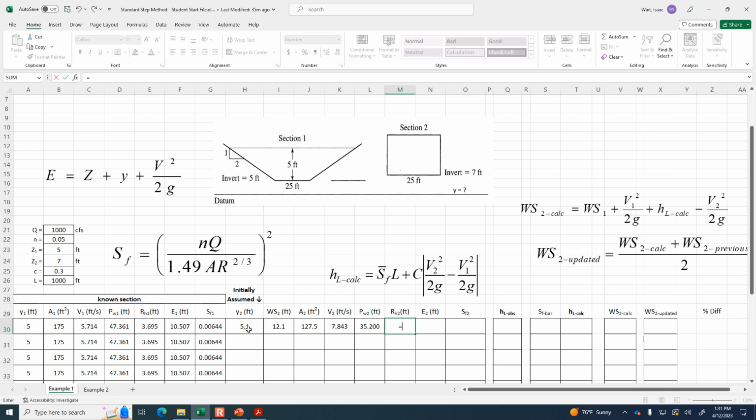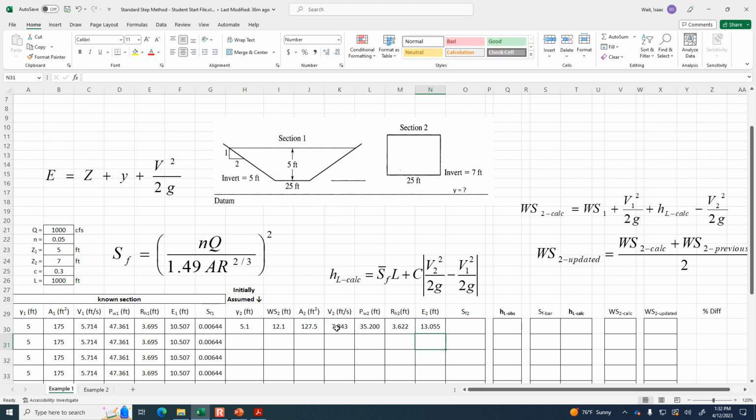Hydraulic radius is the area divided by the wetted perimeter. Okay, E is the water surface plus the velocity head. Or we could add Z plus Y plus the velocity head. Since I've already got the water surface, let me just do that. So equals water surface plus the velocity head, V squared divided by 2 times 32.2.